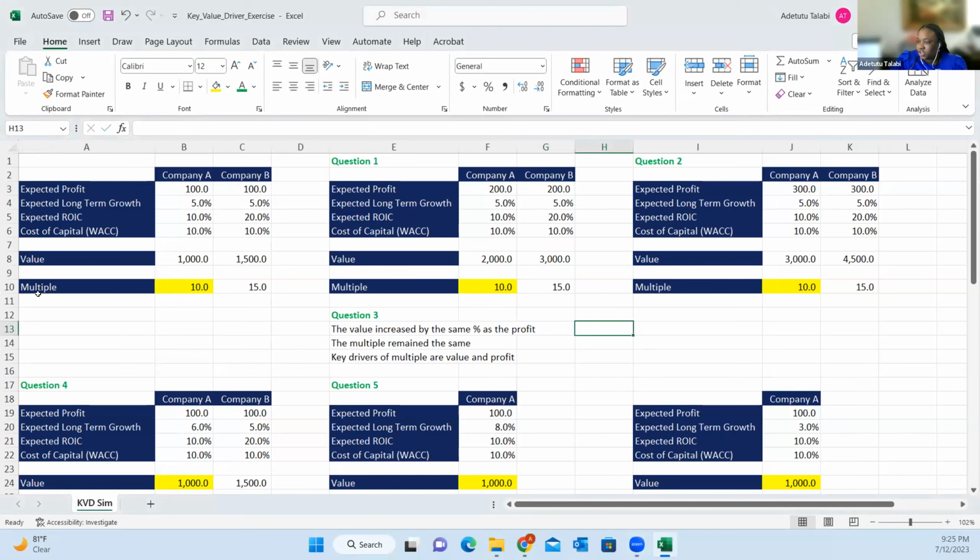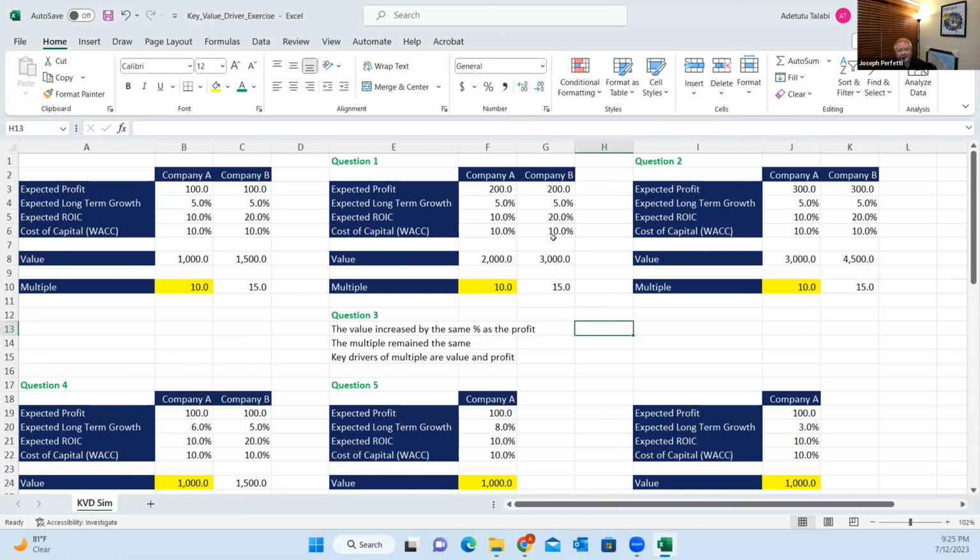But what didn't change is the multiple. So why? Because the main drivers of the multiple are the value and the profit. And if they're increasing at the same rate, then the multiple is not going to change. Okay. Let me reframe this.